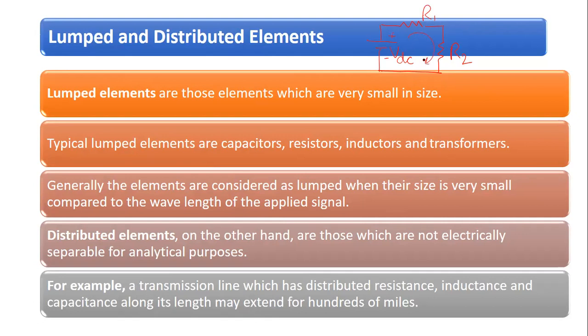All paths are closed. The path is closed, right? Now, in this particular network, you can separate this resistance, you can separate this voltage source from one another. You can separate all these elements. These elements are physically separable, right? So any such element which can be separated from the network is termed as a lumped element.